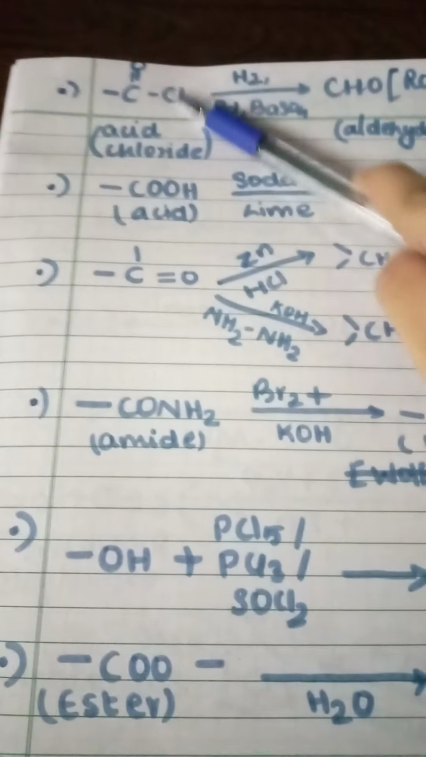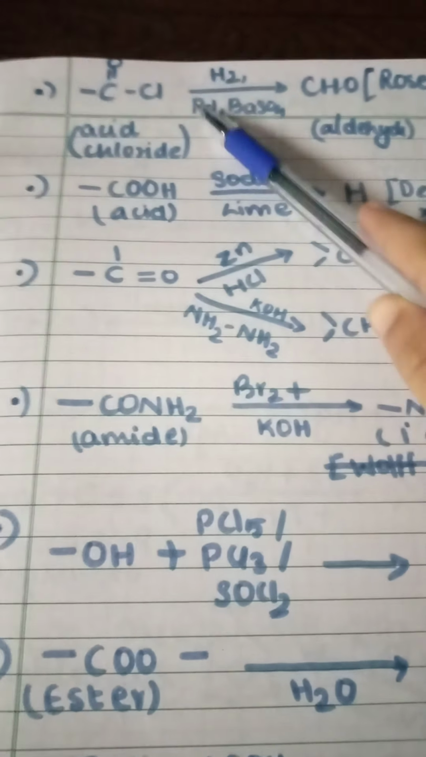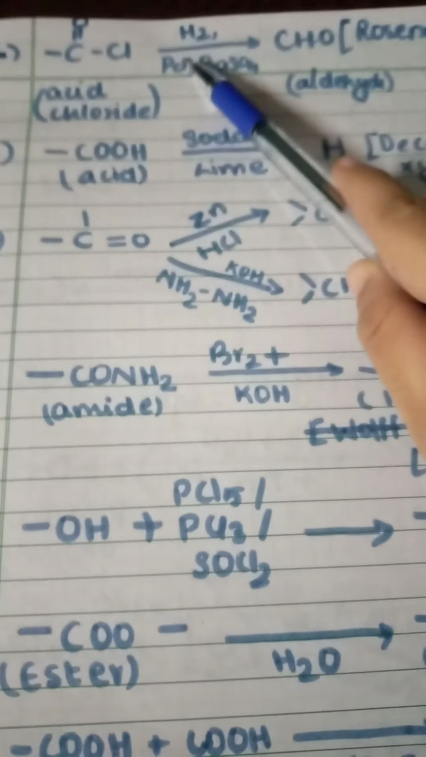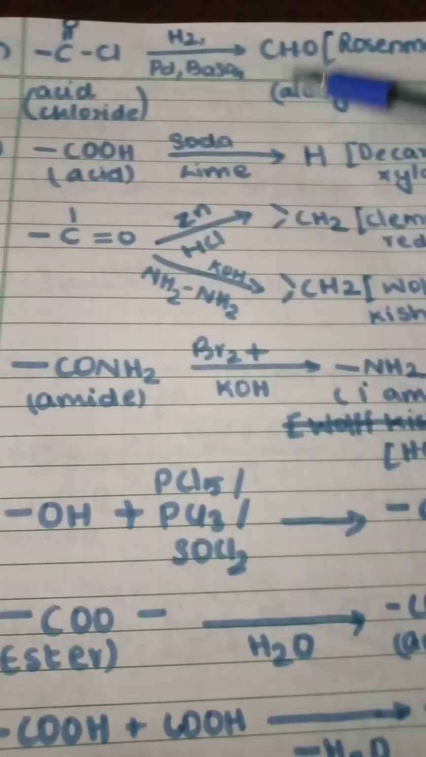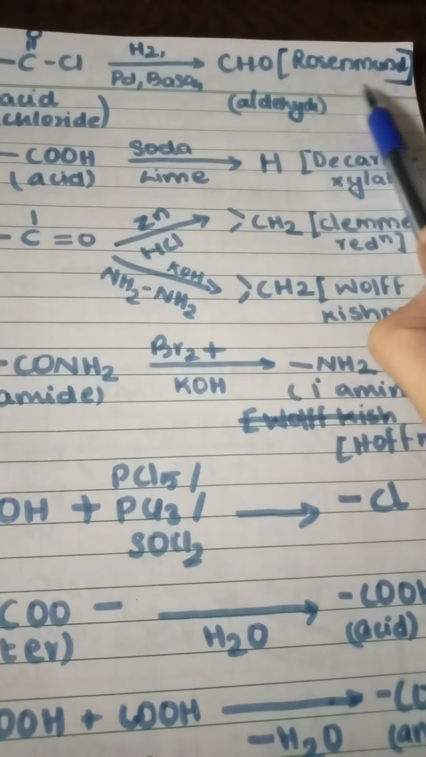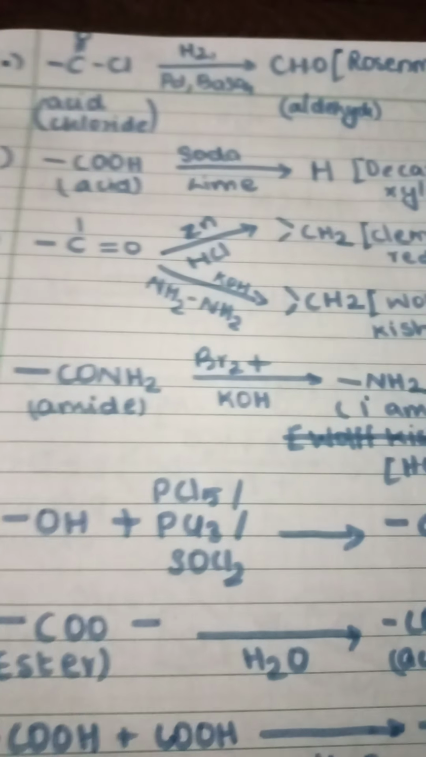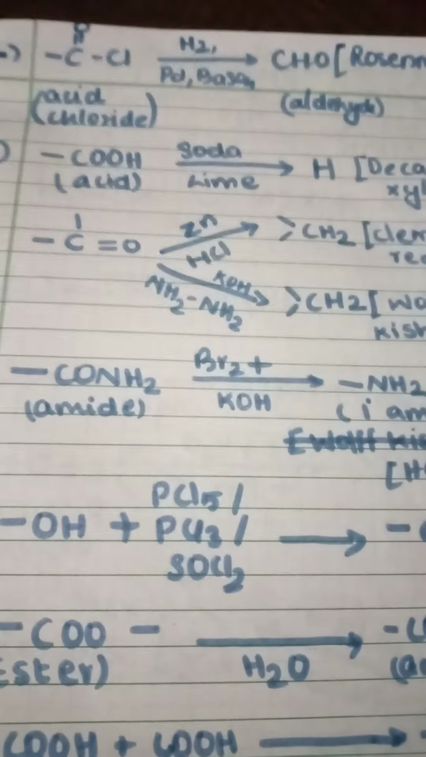Now the next part is an acid chloride. COCl means this Cl is chlorine, and COOH is an acid, right? So an acid chloride in the presence of hydrogen, which means it is undergoing reduction, with palladium and BaSO4 will give me an aldehyde. This reaction is called the Rosenmund reduction. And an acid in the presence of soda lime will be left with hydrogen. This reaction is called decarboxylation.